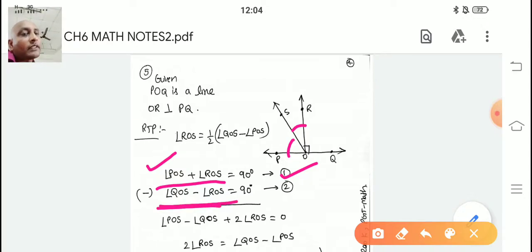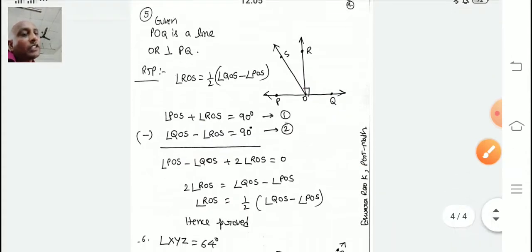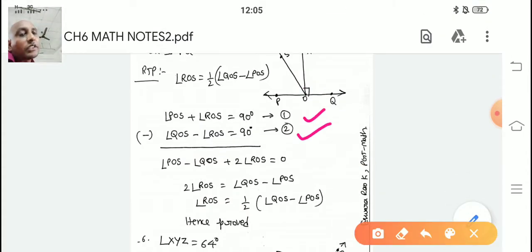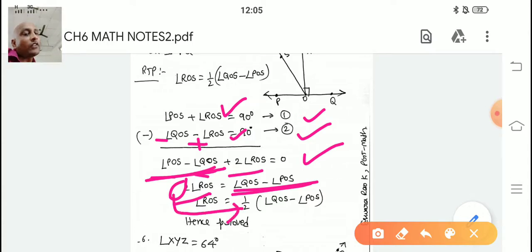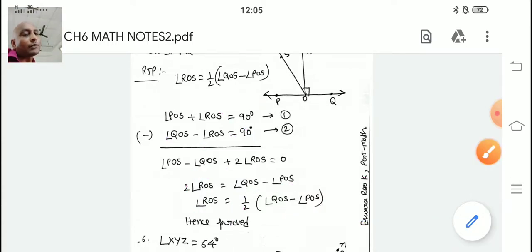QOS minus ROS: from QOS subtract ROS, you get 90 degrees again. Then you subtract these two equations, 1 minus 2. Then POS minus QOS, since the sign will change, ROS plus ROS, 2 ROS equals 90 minus 90 degrees, 0. So 2 ROS is equal to QOS minus POS. Send the 2 to that side, and you get the required answer: ROS is half of angle QOS minus POS, hence proved.